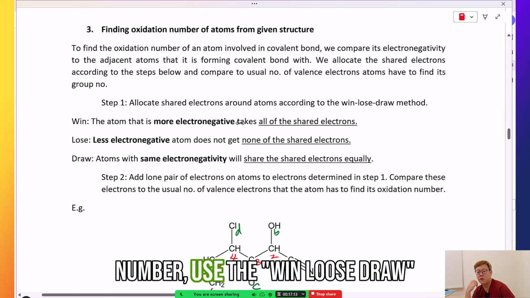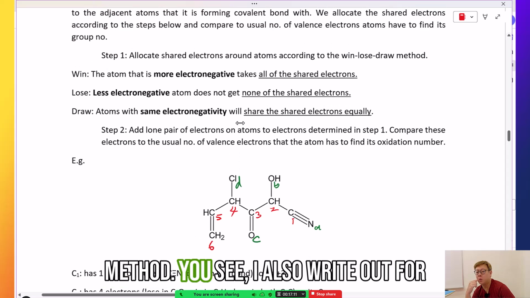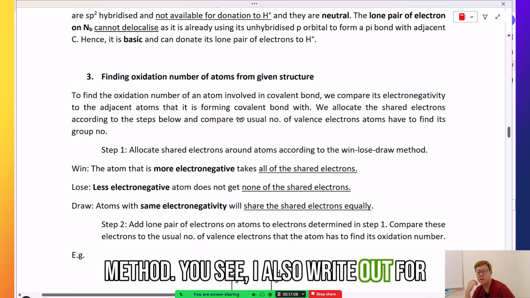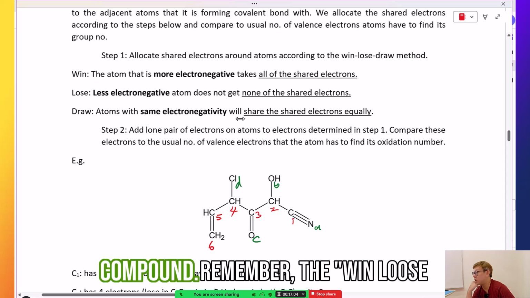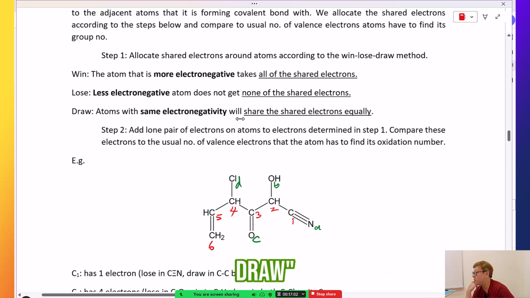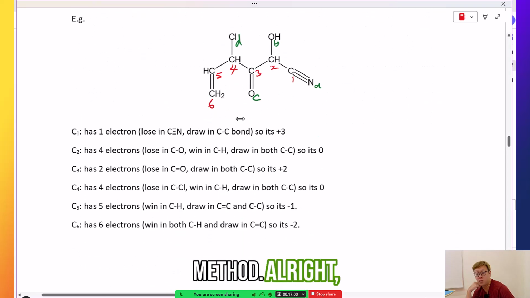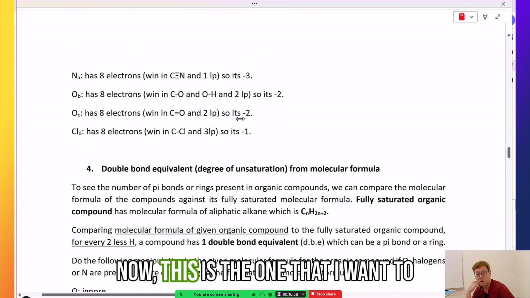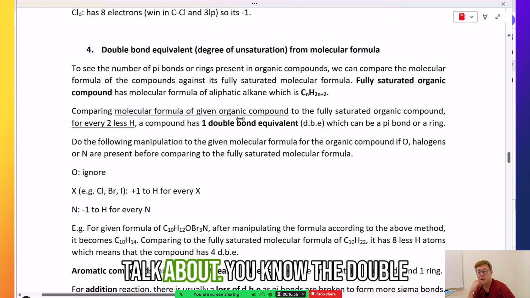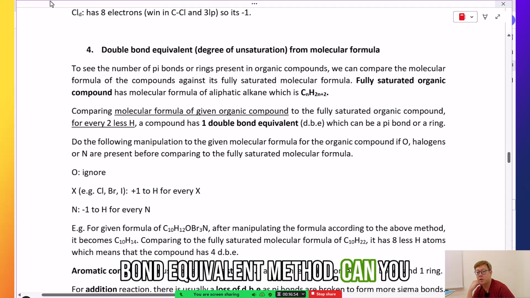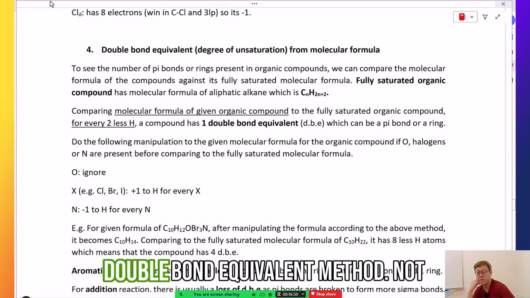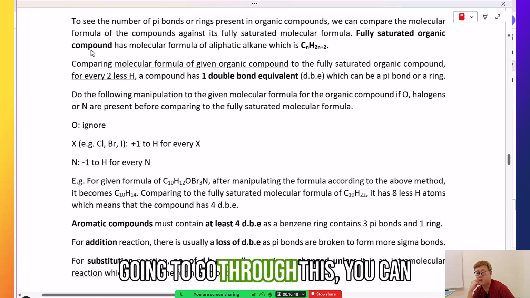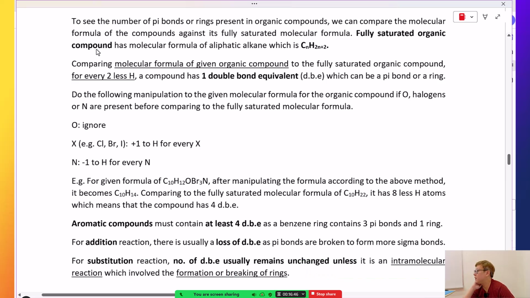Now, finding of oxidation number using the win-lose draw method. You see, I also wrote it out for you all. We went through this when we were talking about hydroxy compounds. Remember? Yeah, the win-lose draw method. Now this is the one that I want to talk about. You know the double bond equivalent method? Can you see? This is the write-up on the double bond equivalent method. I'm not going to go through this, you can read through yourself.